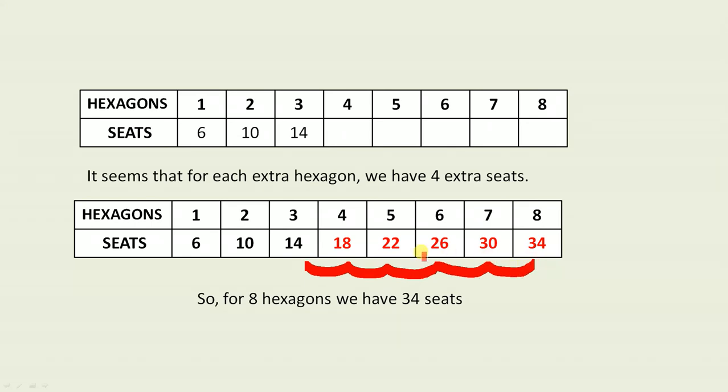And we can see by applying that rule that we worked out here, for 8 hexagons, we have 34 seats. How's that for an interesting problem? I wonder how you went with it.